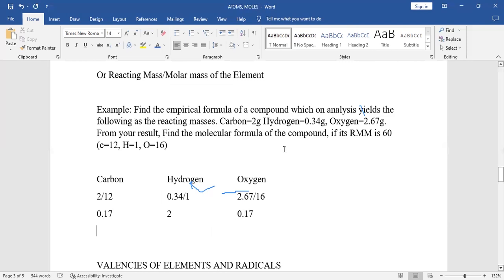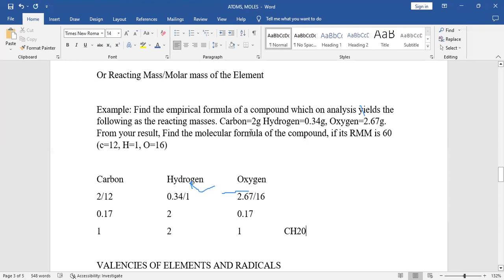So in calculating empirical formula, what you now do next is to divide these figures that you have gotten by the smallest number in these 3, which is 0.17. So if you divide this by 0.17 you get 1, if you divide 2 by 0.17, you get about 2. And if you divide this by 0.17 also, you get 1. So the empirical formula is C1H2O1. But because we don't write 1, it's just CH2O. The 2 is downwards, okay? So this is the empirical formula.